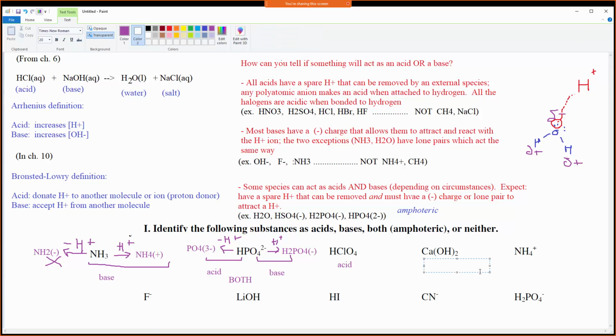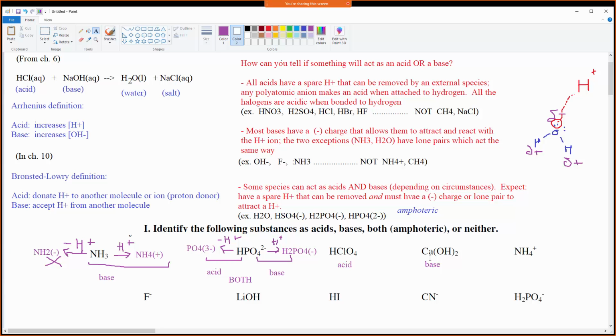Totally a base. Calcium hydroxide. Again, you're just going to ignore the calcium and be like, yeah, it's calcium, but the hydroxide there, that's going to act as a base in solution. The hydroxide ions will accept hydrogens.